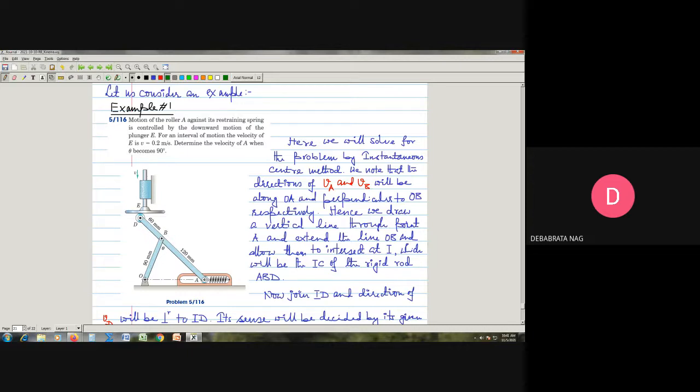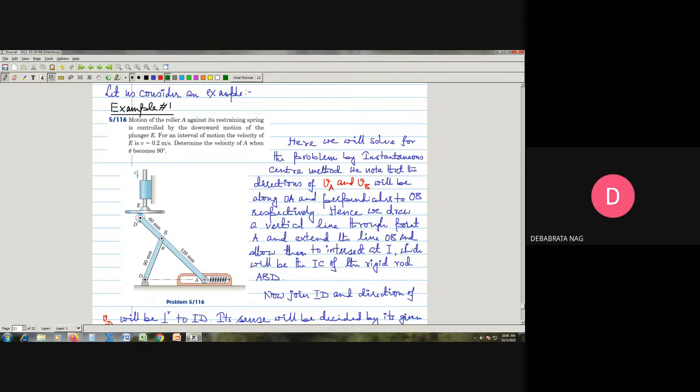Let us see what the problem is. The motion of the roller A, this small roller fitted around here, against its restraining spring, is controlled by the downward motion of this plunger. This plunger is moving down, so naturally this one will try to move towards the right. From intuition we can say that if this end is pushed, then this end will try to move towards the right, so it will push the spring and move against the resistance of the spring.